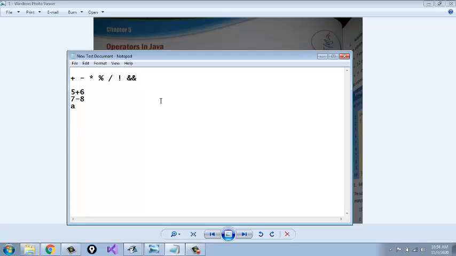One more expression I can write, a plus b, a minus b. So these are the four expressions. In these four expressions, actually operator is there, then operands are there. In the first expression, we can see 5 and 6 are known as the operands and the plus symbol is known as the operator, isn't it? Similarly, here 7 and 8 are known as the operands and the minus symbol is known as the operator. And for these last two statements, a and b are known as the operands and plus symbol and minus symbol are known as the operators, isn't it? So I hope you could understand.